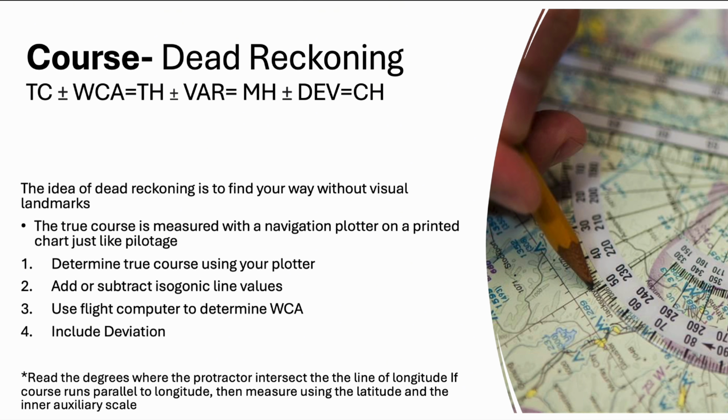Here's an overview of all the steps involved in flight planning. We take our true course, which we use with our plotter and sectional. Then we make wind corrections. That gives us our true heading, plus or minus magnetic variation. That gives us a magnetic heading. Then we apply magnetic deviation, which is provided by the compass deviation card in your aircraft. And the last step is your compass heading. So once you make all these corrections, you should be able to accurately fly using your magnetic compass in your airplane.